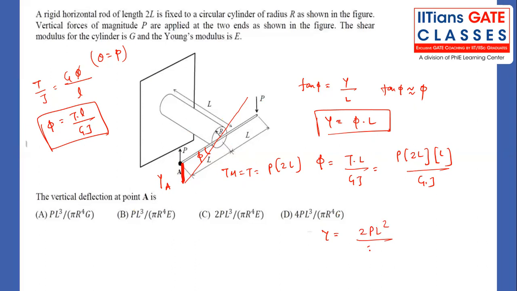Put into that formula, you will get 2 P L square divided by G J into L. So what you are getting is 2 P L cube divided by G J. And you have to put the value of J also. J is pi d to the power 4 divided by 32, or we can also write pi r to the power 4 divided by 2. When you put the values, you will get the answer D. So the only twist in this question is to recognize the relationship between angle of twist and this one. Right?